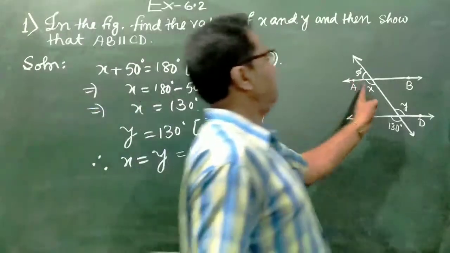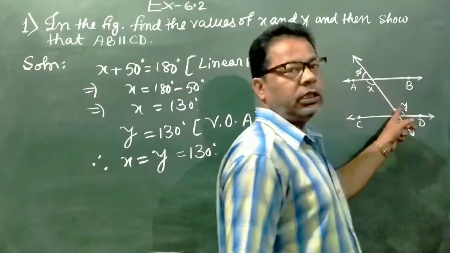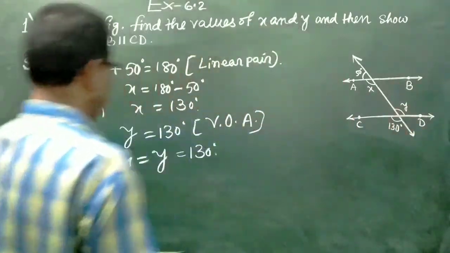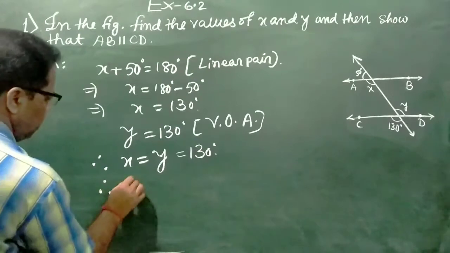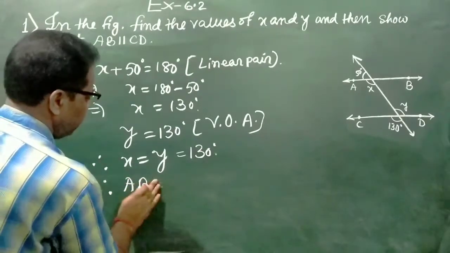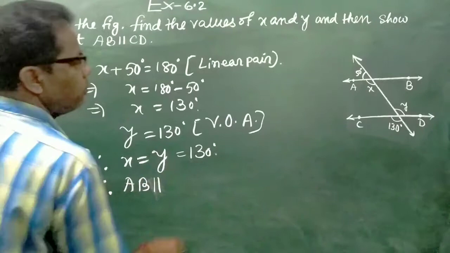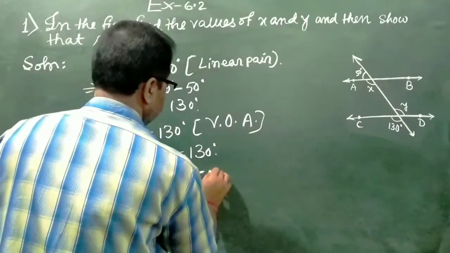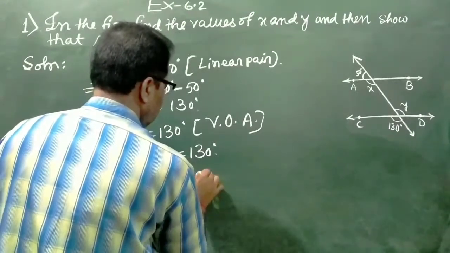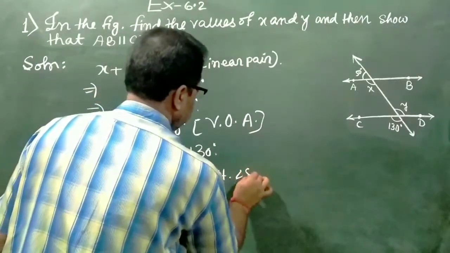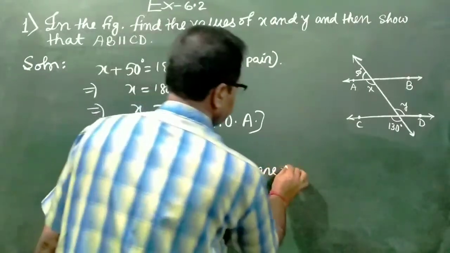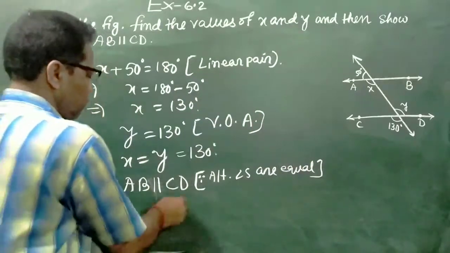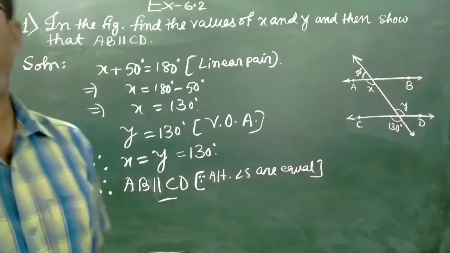Now since x and y, these two, are equal, which are called alternate angles, and alternate angles are equal, the lines are going to be parallel. Therefore AB is parallel to CD, since alternate angles are equal. Let's move to question number 2.